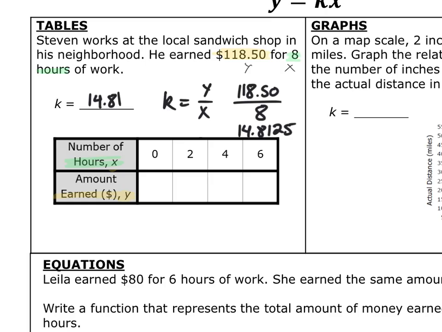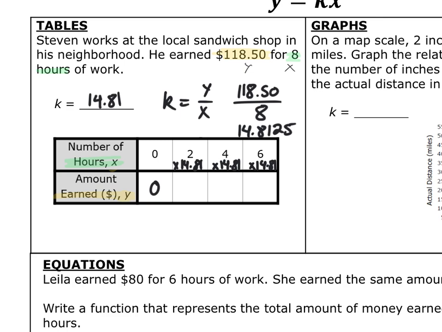But nobody actually gets paid like that, right? So we have to consider how we're going to round. And in this case, we round to $14.81. Now we can complete our table. So $14.81 times 0 is just 0. If I work 0 hours, I make $0. And to complete the rest of my table, I'm going to need to multiply each of these values by $14.81.